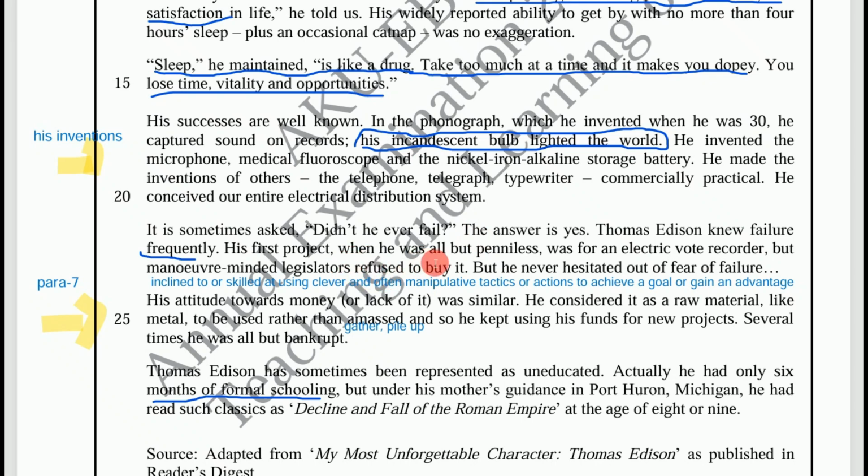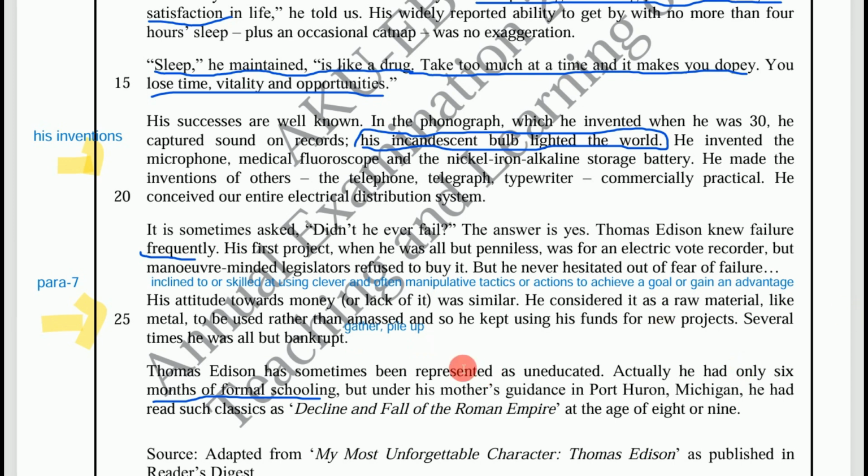His first project failure, the recorder, but a maneuver-minded legislator refused to buy it, but he never hesitated out of fear. And then paragraph 7, his attitude towards money. Yes, this one. His attitude towards money or lack of it was similar, right? He had no concern about money, whether he had a lot of money or not, and he considered it a raw material. Money is a raw material like a metal, and he never amassed, meaning he never piled up money, he never collected or gathered money, hoarded money, you can say.